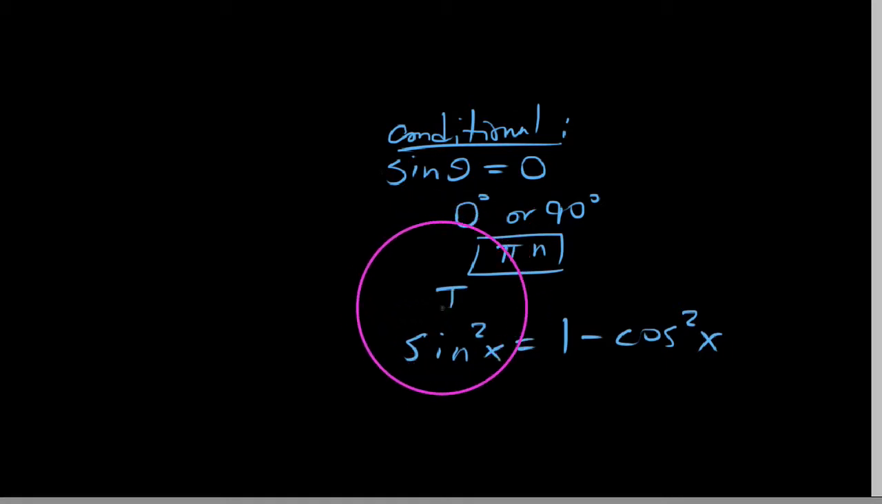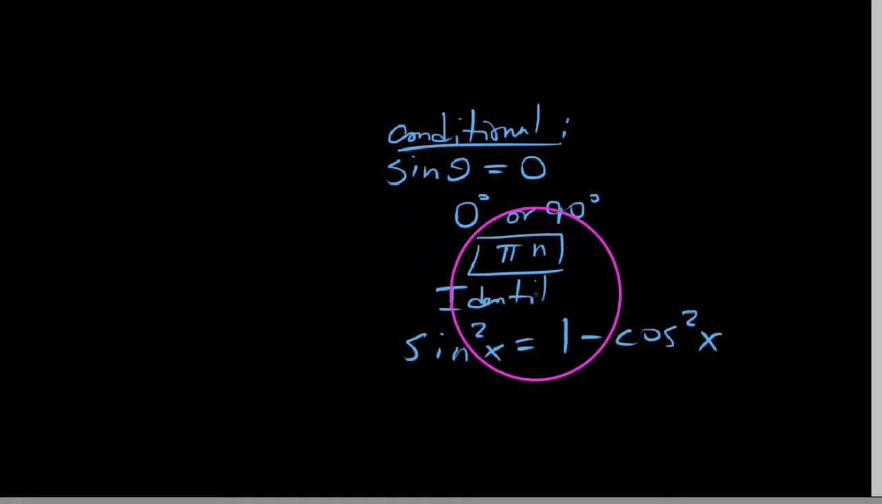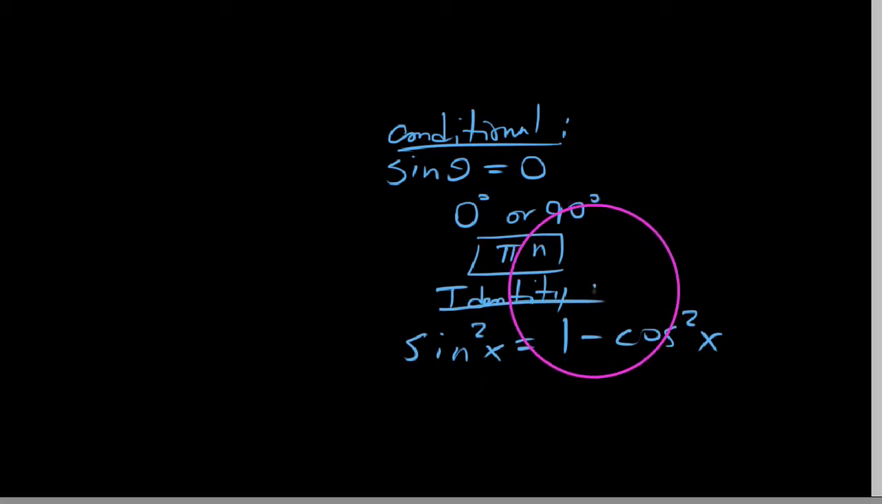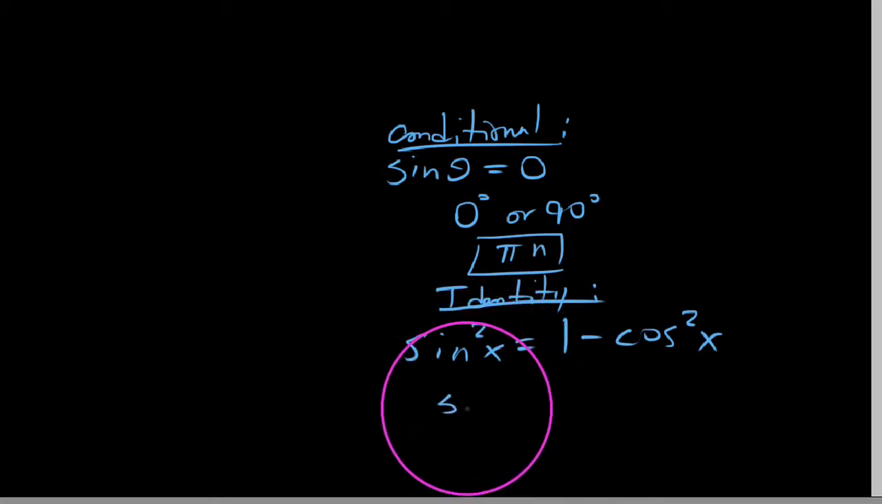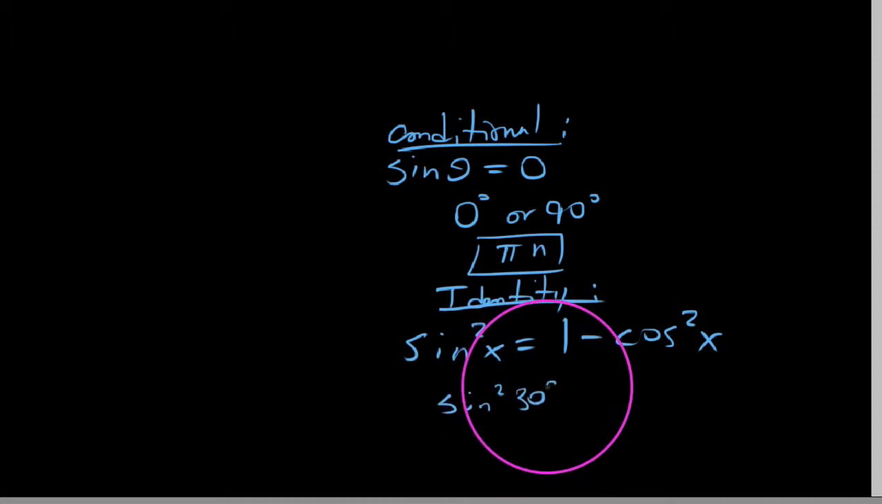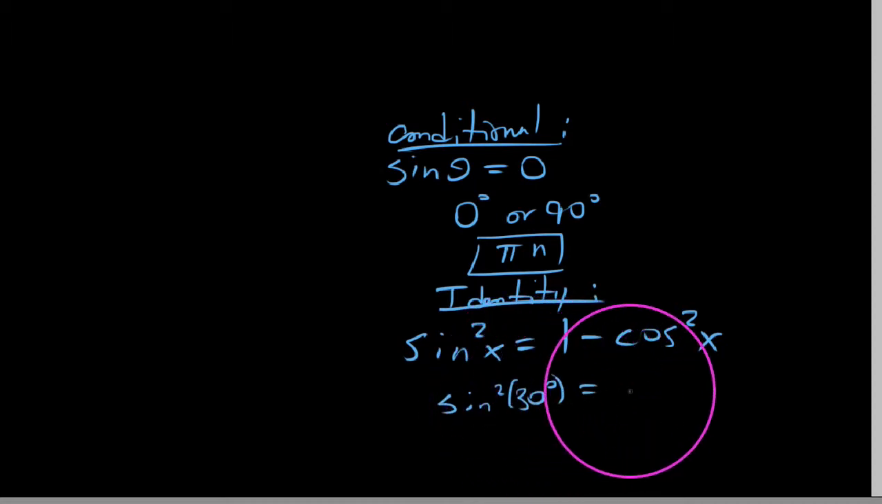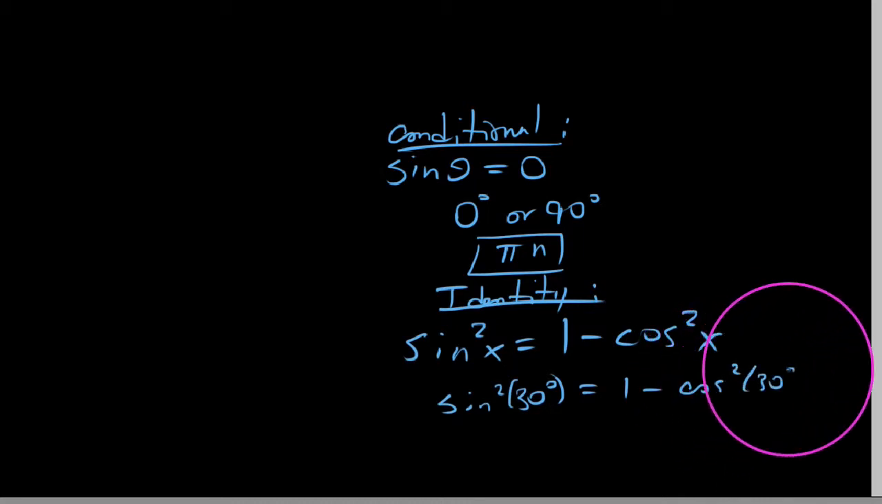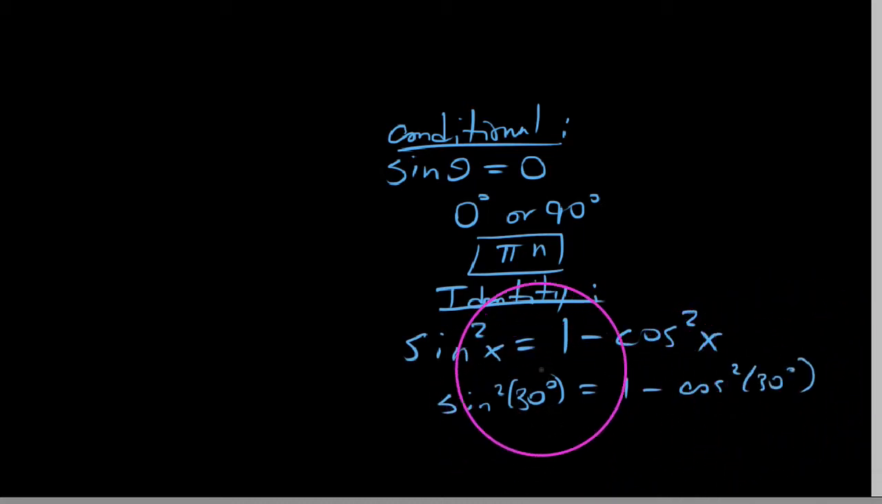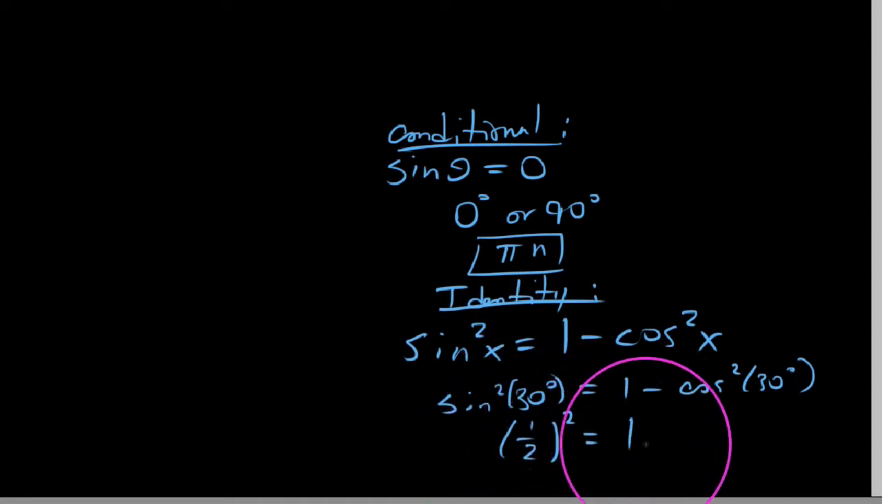Whereas when we look at an identity statement, okay? Identity statements happen to be true no matter what you plug in for the independent variable. So for x here, if we were to substitute in, say, 30 degrees, we get sine squared 30 degrees. I'm working in degrees because I think we'll be more comfortable with it this way. It's equal to 1 minus cosine squared of 30 degrees. But sine of 30 degrees in the first place is a half. So we get a half squared, and this would be equal to 1 minus cosine squared of 30.